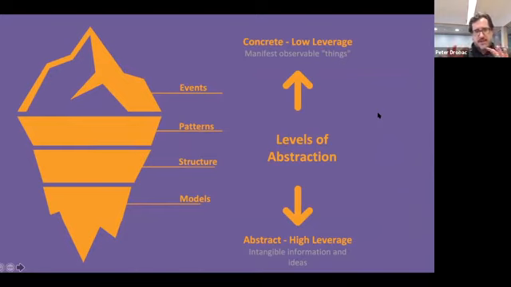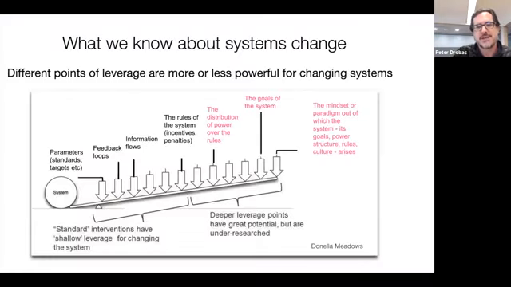And what's worth knowing here is that, as you go deeper in the iceberg, it's sometimes more difficult to articulate these forces because they're less tangible and less visible. But what's really important is that your leverage increases the deeper you go in the system. Shifting targets or information flows at the level of patterns can have some effect, but it's really when you get down to rewriting the rules of the game, reconfiguring power dynamics, and changing mental models that you can create the most impact from any given intervention or change.